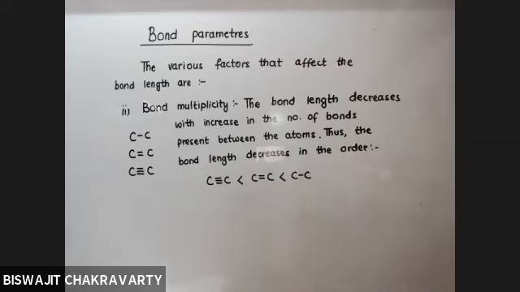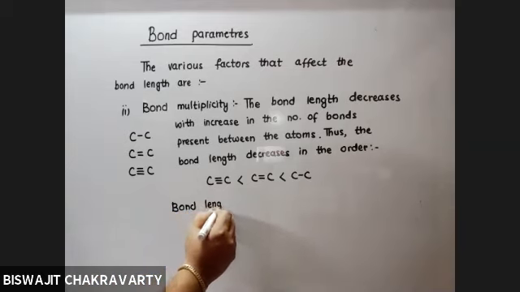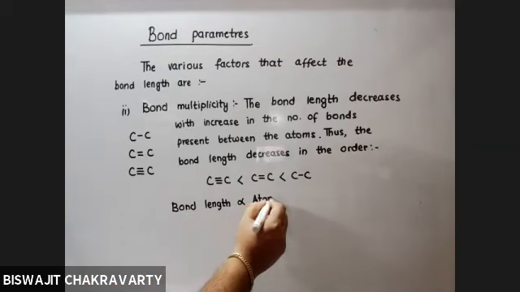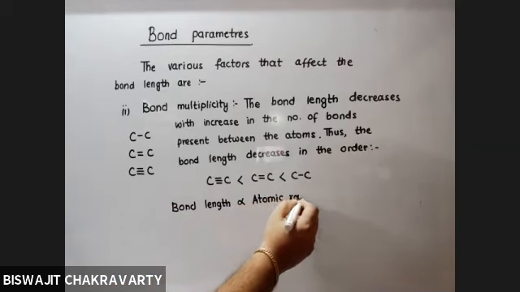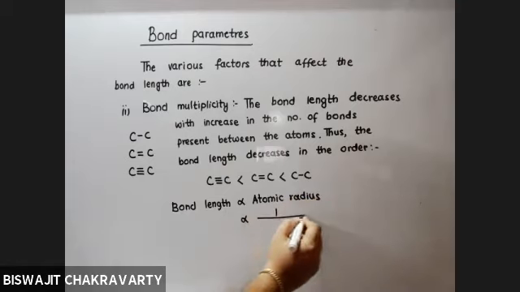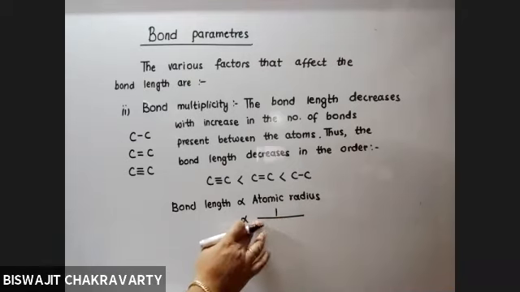So thus we can say that bond length is directly proportional to atomic radius. More the atomic radius, more will be the bond length, but inversely proportional to bond order.